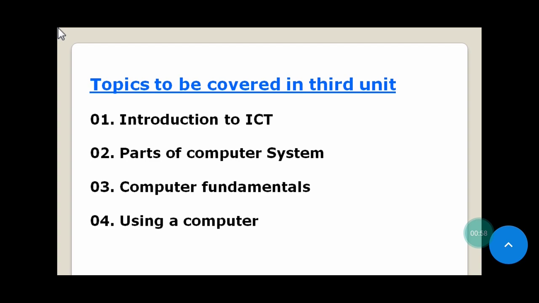Students, ICT stands for Information and Communication Technology. ICT includes computers, the internet, broadcasting technology, that you can say radio and television, and telephony. It allowed people to communicate in real time, like instant messaging, video conferencing, etc.